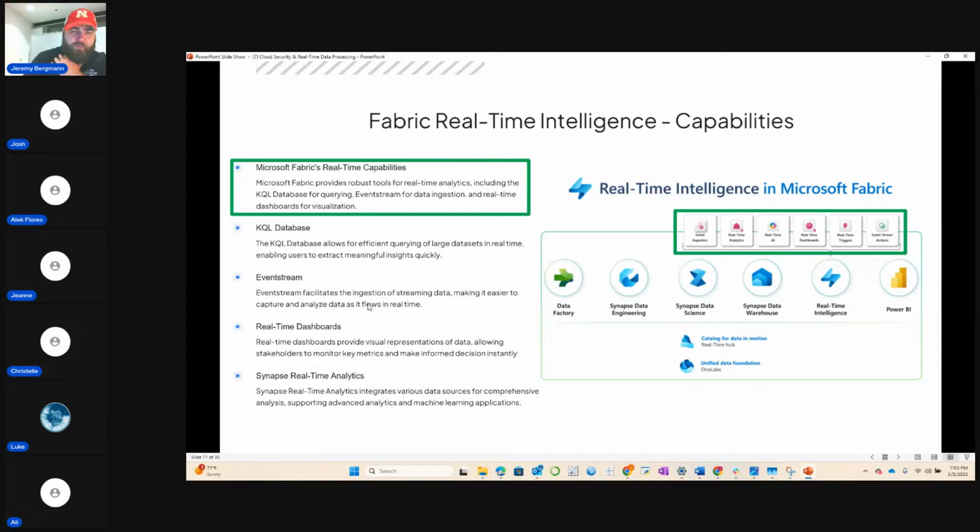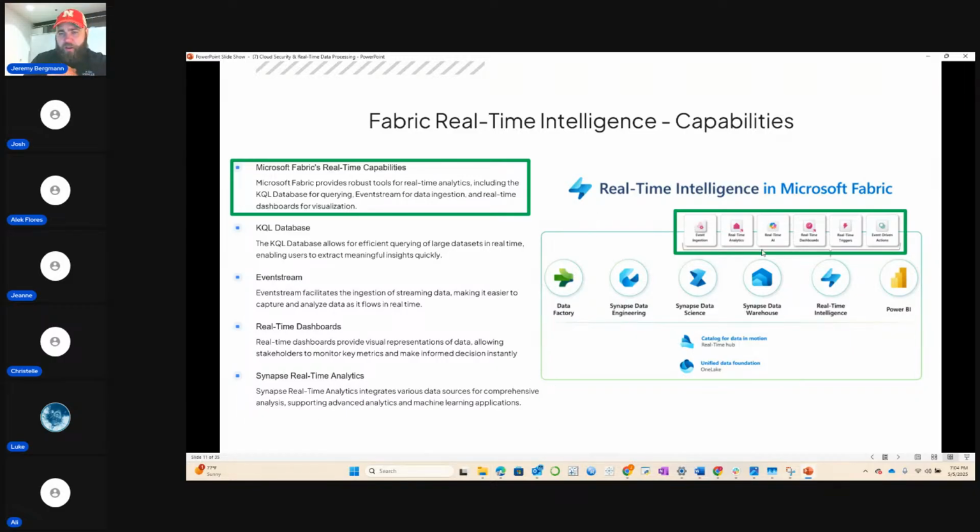You have your event streams. It facilitates ingestion of streaming data, making it easier to capture and analyze data as it flows in real time. Those would be like your Event Hubs, your IoT, or your event stream IoT. So you can have real-time dashboards, and then you can do real-time analytics in Synapse. So Synapse real-time analytics involves various data sources, comprehensive analysis, supporting advanced analytics and machine learning. This would be where you'd supplement Spark with it.